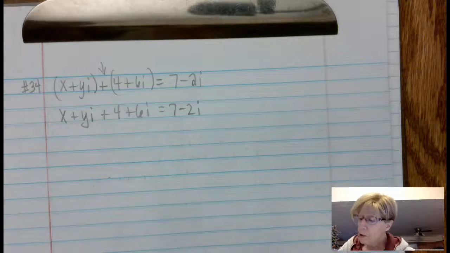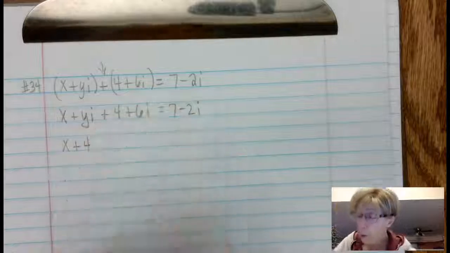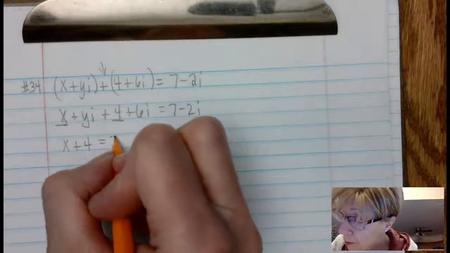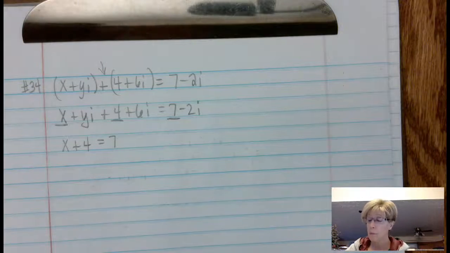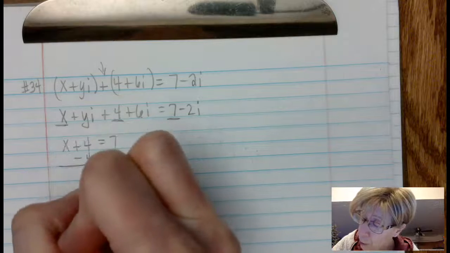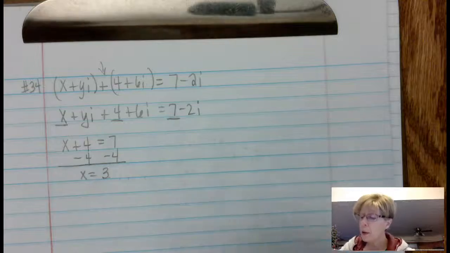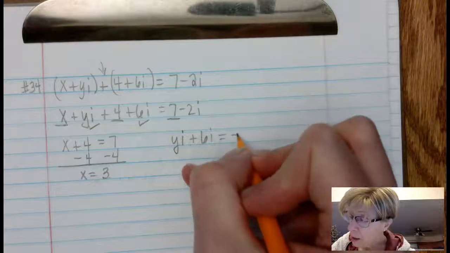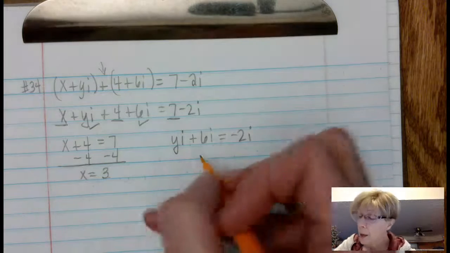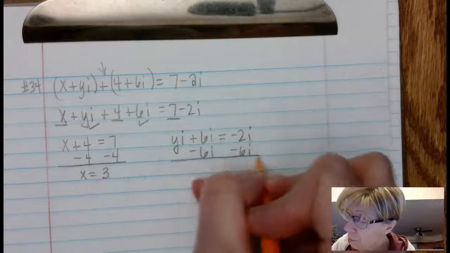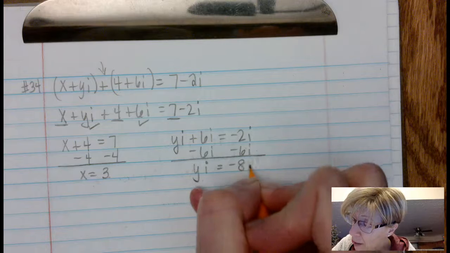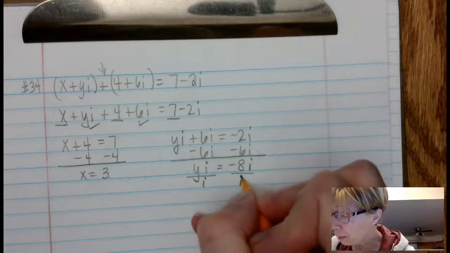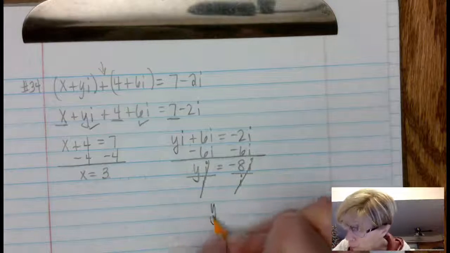But let's look at this. We've got x plus 4. That's the real number part. Here's the x, here's the 4. And that's going to equal 7, the real number part of this number over here. And if we subtract 4 from both sides, we get x equals 3. Do the same thing with the imaginary terms, the yi and the 6i. yi plus 6i equals negative 2i. And if we subtract 6i from both sides, we get yi equals negative 8i. And if you are very algebraic, you divide both sides by i. So the i's cancel out, and we get y equals negative 8.